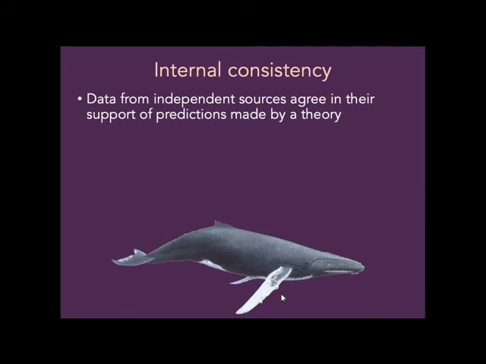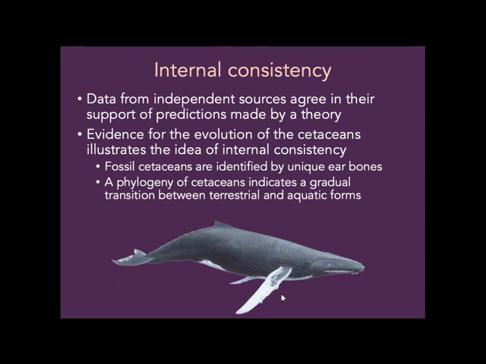All right, let's talk about the idea of internal consistency too. Data from independent sources agree in their support of predictions made by a theory. So a theory that's well supported should be internally consistent. I'll give you an example of internal consistency in the theory of evolution, looking at cetaceans. What's a cetacean? It's a whale. The idea that cetaceans have evolved in a particular way can be found to be internally consistent. For example, you can find fossil cetaceans because they are very unique. They have unique ear bones. And if we create a phylogeny, or an evolutionary history, of cetaceans, we find a gradual transition between terrestrial organisms and aquatic organisms.